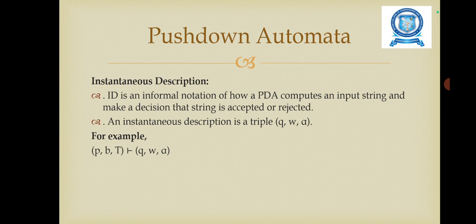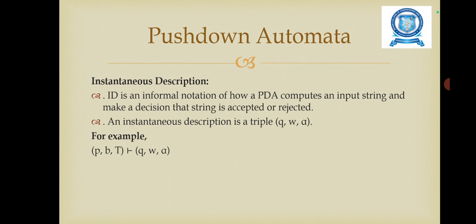Now we are going to see one example for the pushdown automata. (p, b, T) implies (q, w, alpha). That means in this example, how the notation represents a move from one configuration to another. While taking a transition from state p to q, the input symbol b is consumed and the top of the stack T is replaced by a new string alpha.